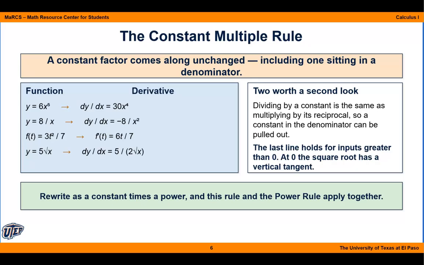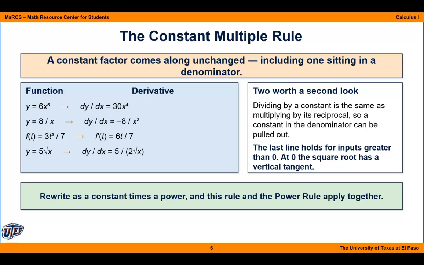The constant multiple rule tells us that a constant factor remains unchanged when we differentiate. For y is equal to 6x to the power 5, the 6 stays in front, and the derivative of x to the power 5 is 5x to the power 4. Therefore, dy/dx is equal to 30x to the power 4.